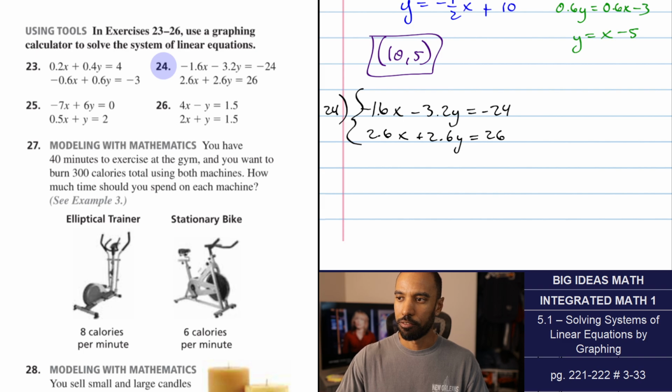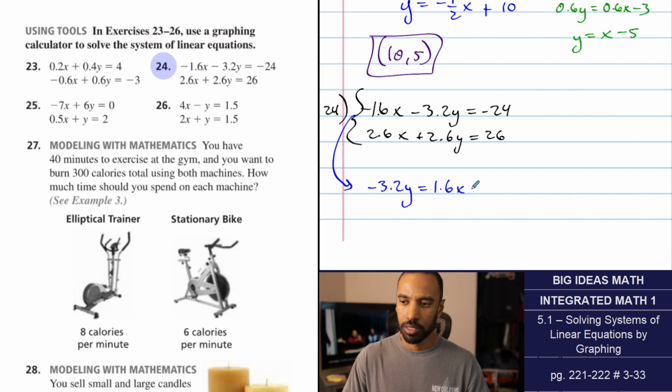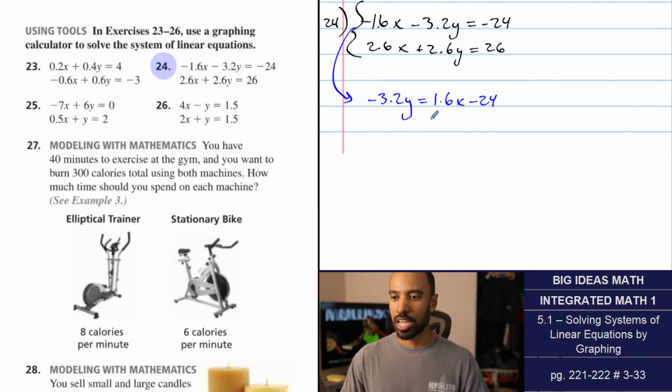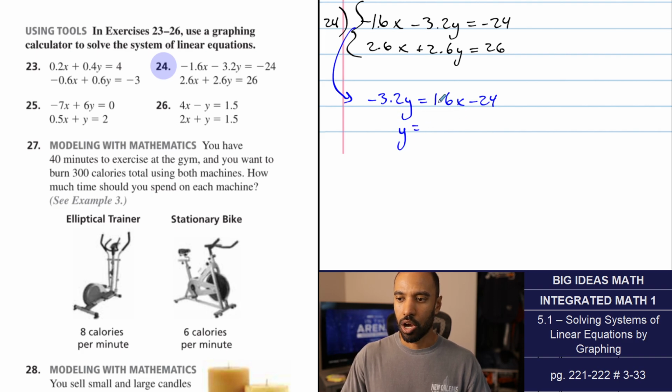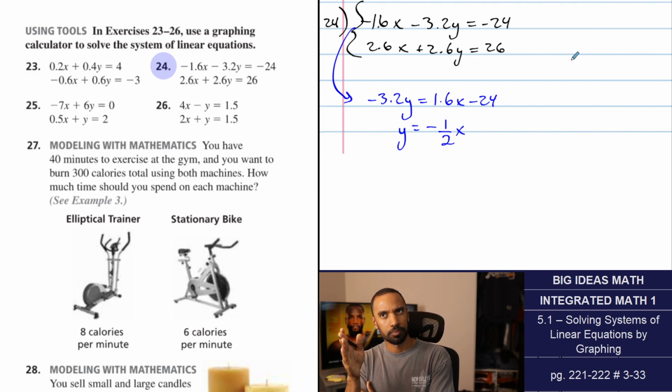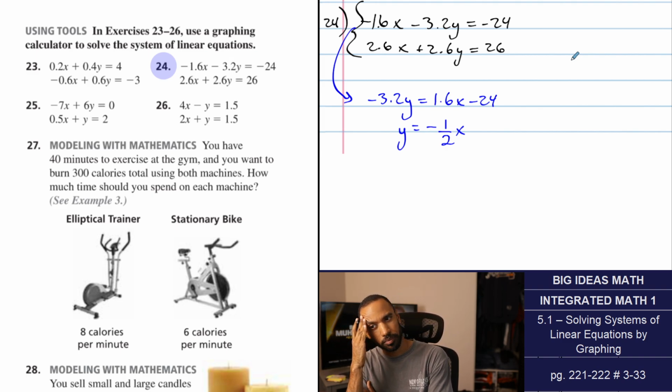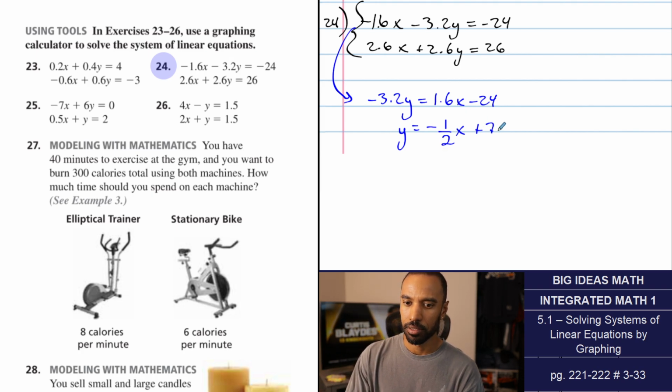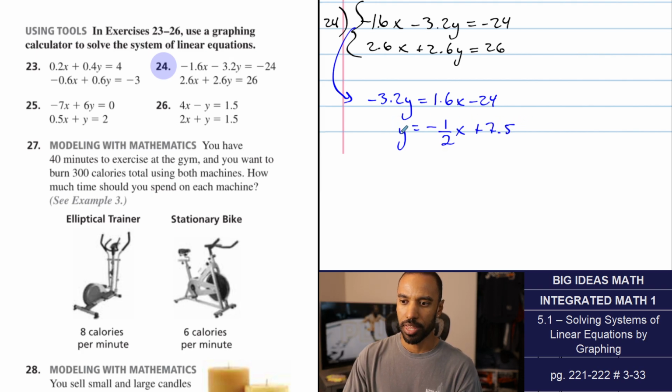Okay, so for the first equation, add 1.6x to both sides. Divide both sides by negative 3.2. So 1.6 is half of 3.2. So once again, that's a negative 1/2. We're dividing by negative 3.2. 24 divided by 3.2. Well, 24 over 32 is 3/4. So this is 30/4. Oh my gosh. 7.5 plus 7.5. I'm going to go with that.